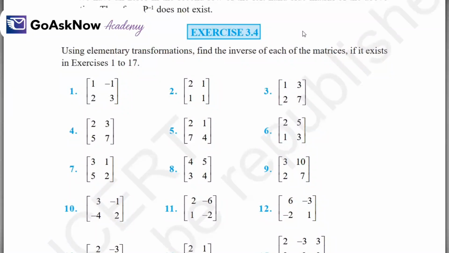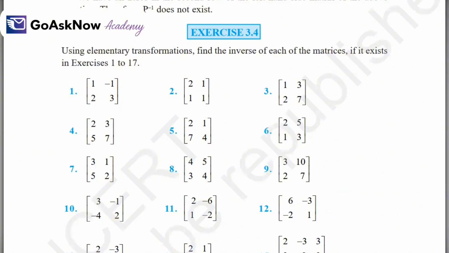Hello guys, welcome to our new lecture of class 12 maths chapter 3, that is matrices, and this is of NCERT portion. Till now we have seen many parts of matrices: what are matrices, definition of matrices, order of matrix. Then we have seen properties of matrix, and matrix addition, matrix multiplication, and also the properties of these operations.